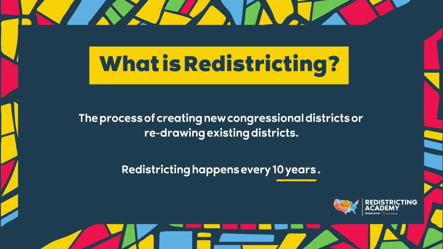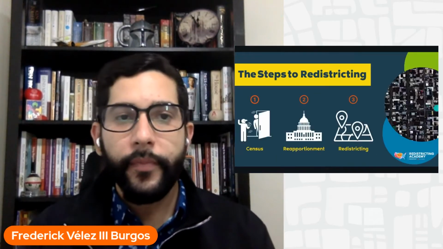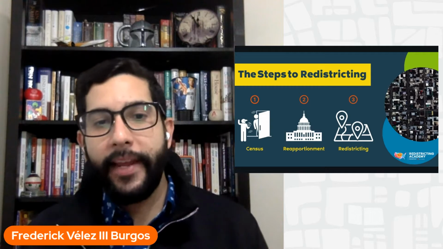So let's start off. What is redistricting? Redistricting is the process of creating new congressional districts or redrawing existing districts. And the important thing about this is that it only happens every 10 years. And it also doesn't happen in a vacuum.